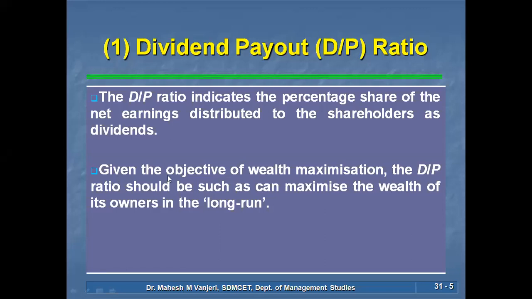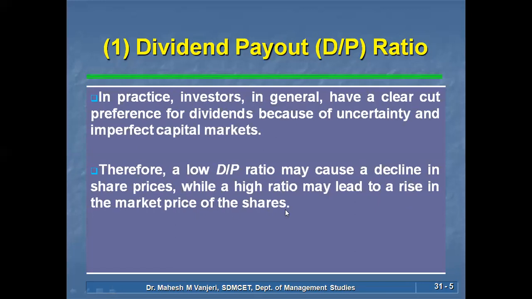Given the objective of wealth maximization, the DP ratio should be such that it can maximize the wealth of its owners, meaning equity shareholders, in the long run. What do companies generally do, or what do investors expect in general? In practice, investors, that is equity shareholders, have a clear-cut preference for dividends. Equity shareholders prefer cash dividends because of uncertainty and imperfect capital markets.